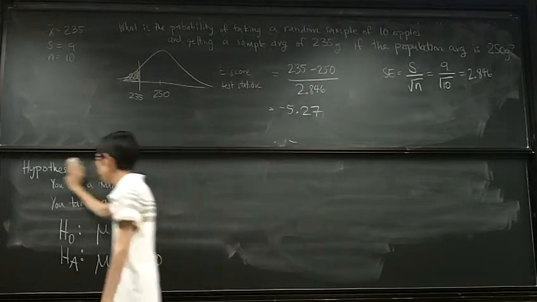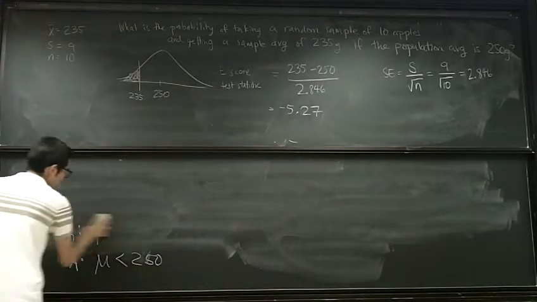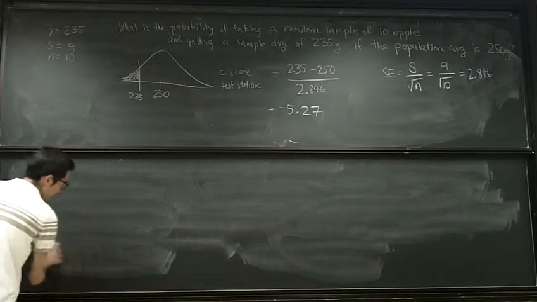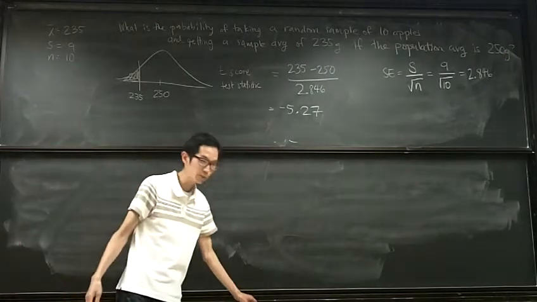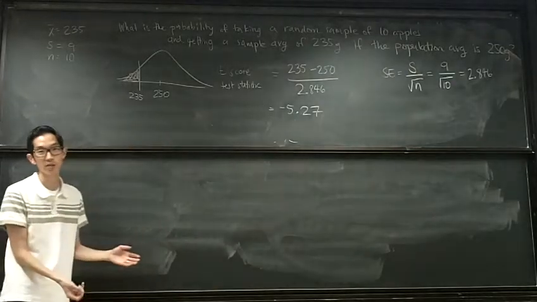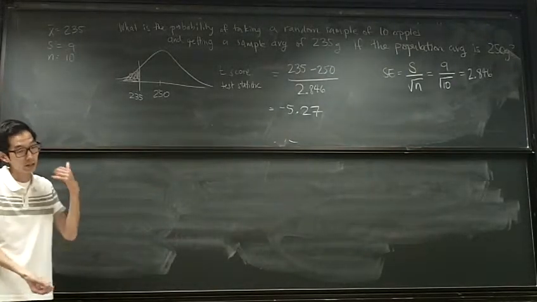That's right. So the z-score is the number of standard deviations you are from the mean, and the test statistic is very similar except you're doing standard errors. So we are 5.27 standard errors from the mean. So that seems like a lot.